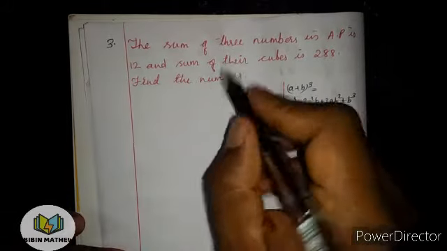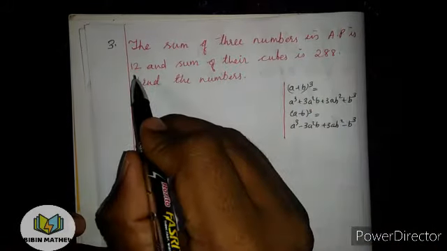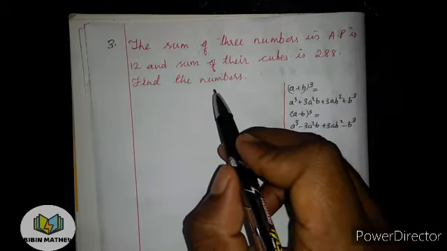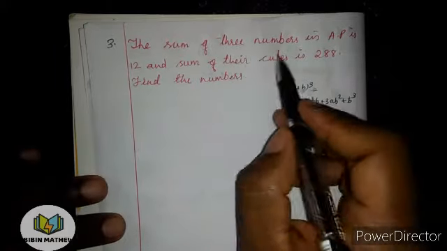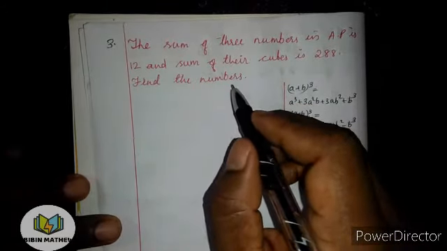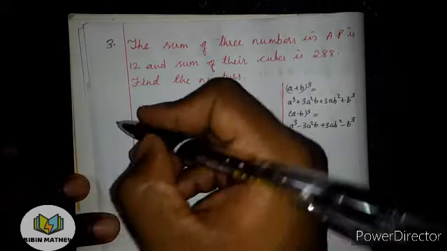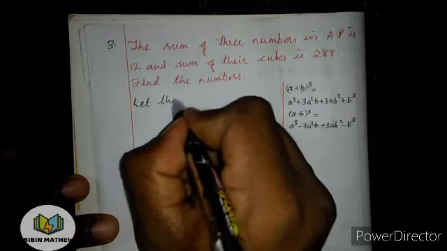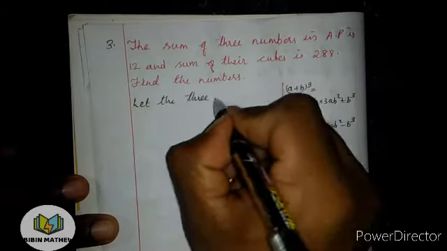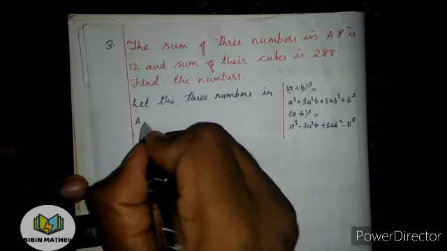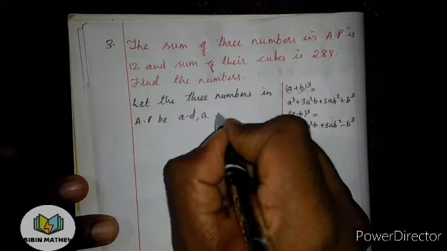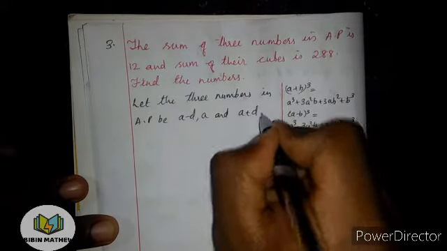Here goes the next question. The sum of three numbers in an AP is 12. The sum of their cubes is 288. Find the numbers. I told you whenever you are getting the sum of three numbers, we will normally take the three numbers as a minus d, a and a plus d. So let us start like that only. Let the three numbers in AP be a minus d, a and a plus d.